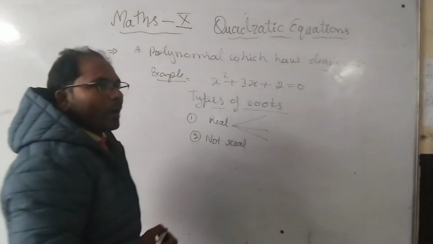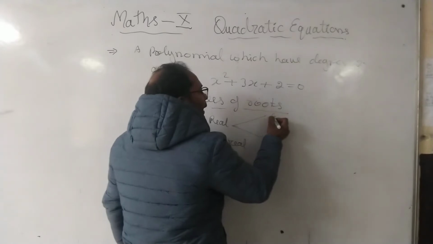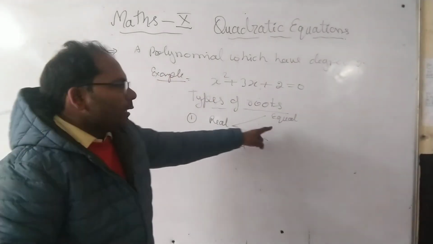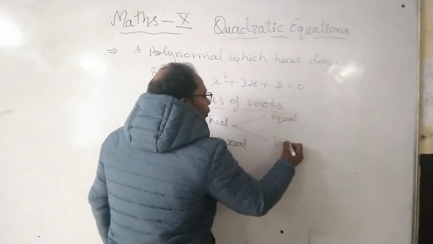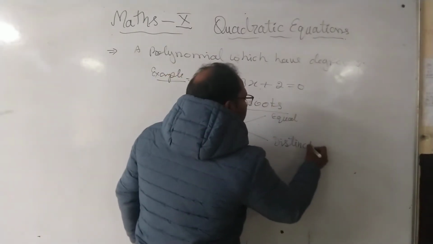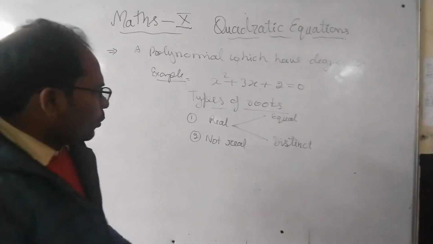In the real, there is one situation. Okay, what is the situation in real roots? Roots can be equal. If roots are real, the roots can be equal or distinct. Distinct means different, not equal roots.